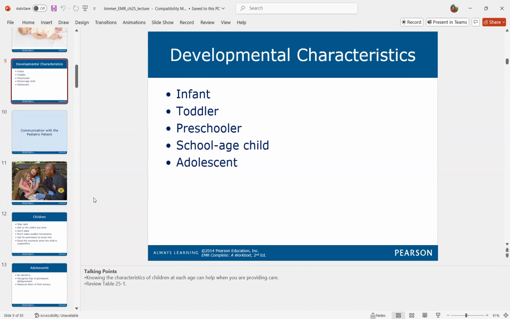Toddler age is when they're starting to get into recognizing the consequences of right and wrong, kind of the cause and effect situation stuff. That's your 1 to 3. Preschoolers, or your 3 to 5 age bracket, are starting to kind of wean off from the parents because they're going to daycare or kindergarten.